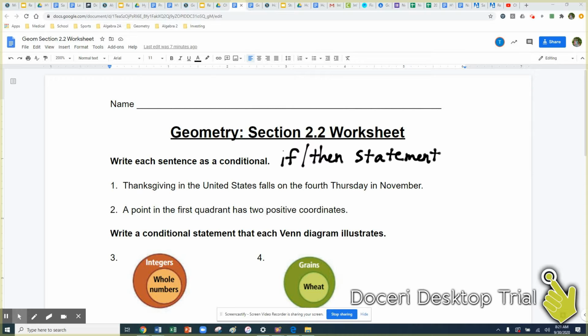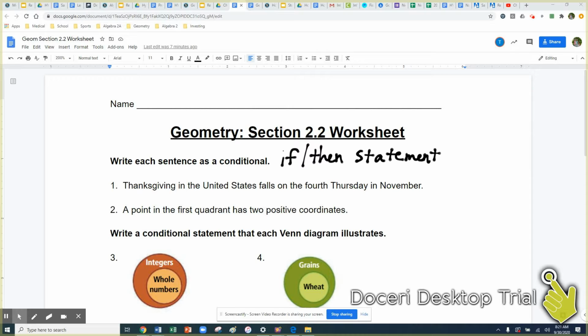The if part, the if, is called your hypothesis. The hypothesis is a word you've probably heard in science. It's kind of your educated guess. So if it's raining out, after the then is called your conclusion. So the then part is your conclusion. If it is raining, my conclusion is I'm going to need my umbrella.